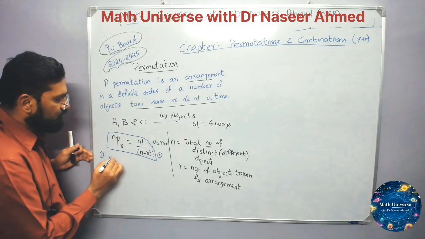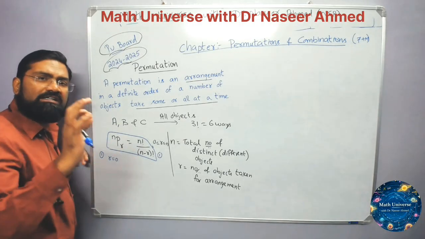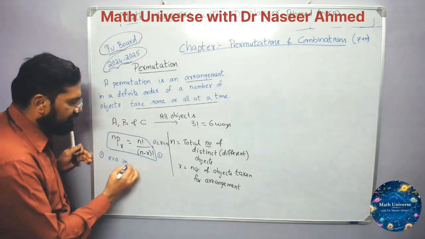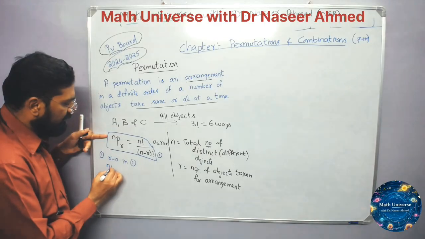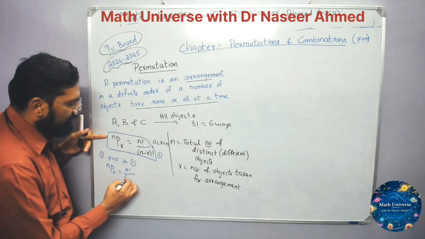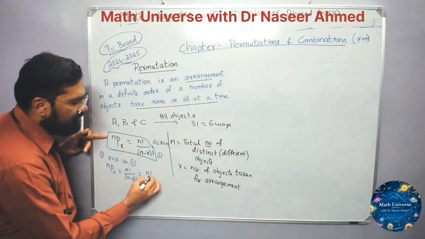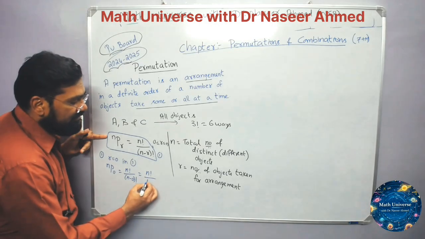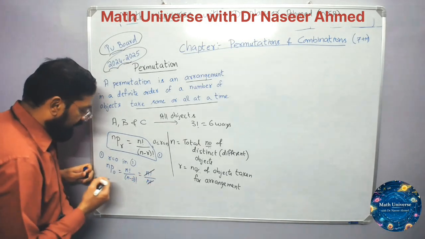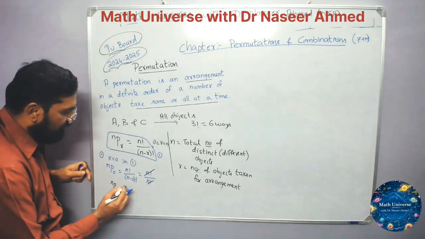If I say r is equal to 0, what's the meaning? Out of n objects, I don't want to arrange a single object. Then what will be the answer? Just substitute in equation number 1. nP0 is equal to n factorial divided by (n minus 0) factorial. So n factorial divided by n factorial, both get cancelled, and I get the value of nP0 to be 1.